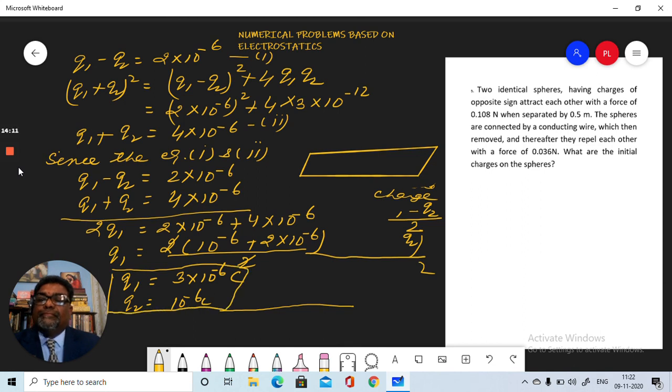The question is simple. Once it is saying force of attraction, use the formula. In second part it says force of repulsion. In the force of repulsion, two charges are shared charges, so each charge becomes Q1 minus Q2 by 2.